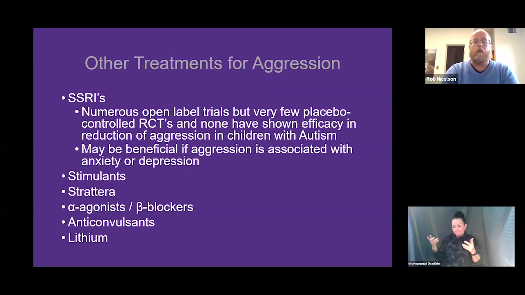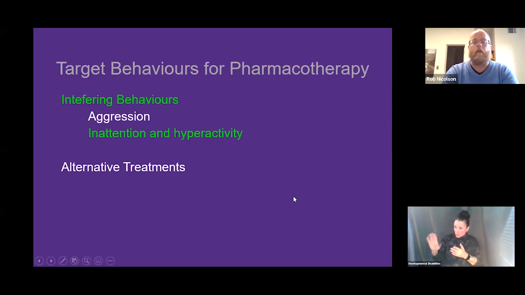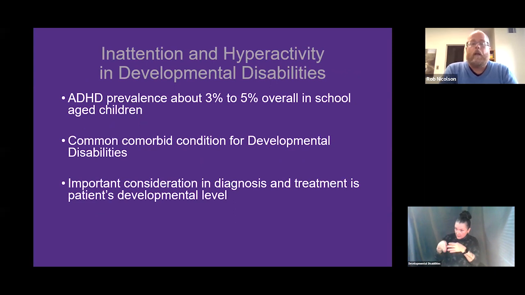Okay. So the next area really is inattention and hyperactivity. And so ADHD is a relatively common condition among children and adolescents in school. And again, I think it's commonly comorbid in people with developmental disabilities. There's been a lot written in the medical and psychiatric literature the last few years about the overlap between ADHD and autism in particular.